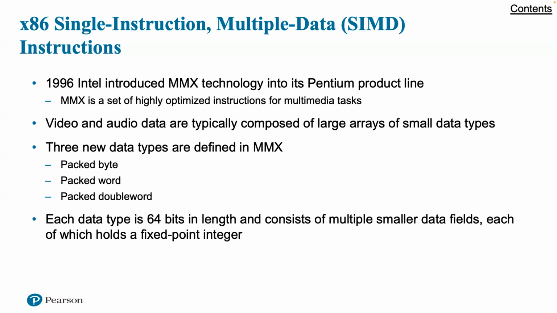With the introduction of 64-bit x86 architectures, Intel has expanded this extension to include double quad word, that is 128-bit operands, and floating point operations. In this subsection of the text, we describe the MMX features. The focus of MMX is multimedia programming. Video and audio data are typically composed of large arrays of small data types, such as 8 or 16 bits, whereas conventional instructions are tailored to operate on 32 or 64-bit data.